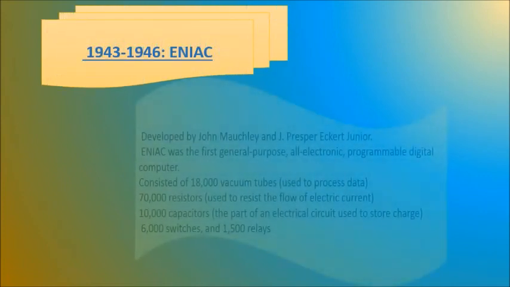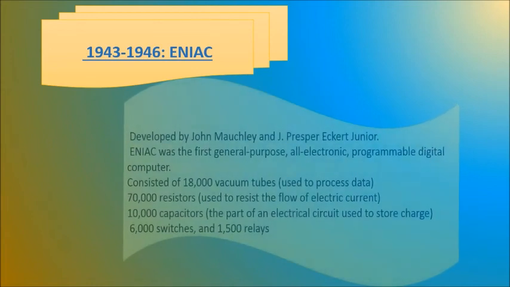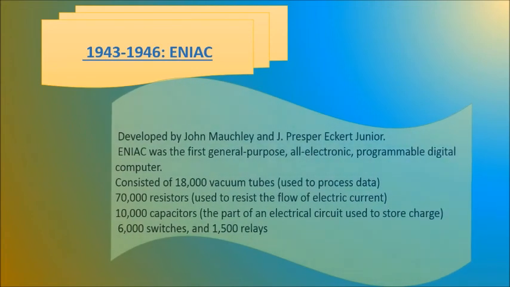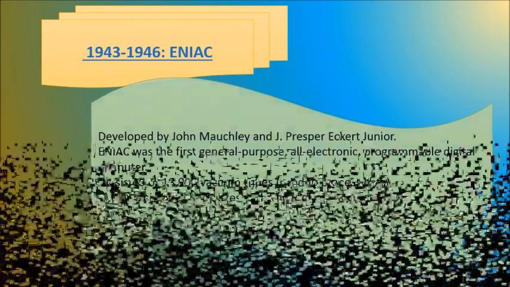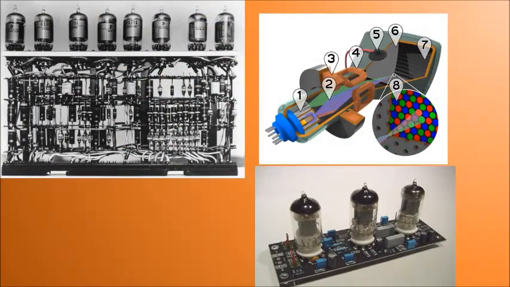In the years 1943 to 1946 came the ENIAC. ENIAC was the first general-purpose all-electronic programmable digital computer. It consisted of 18,000 vacuum tubes. It was really big in size. Here are a few of the pictures of the ENIAC.